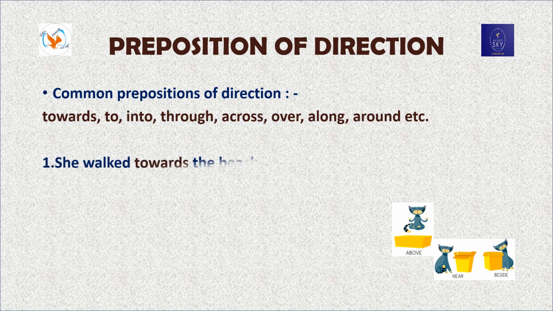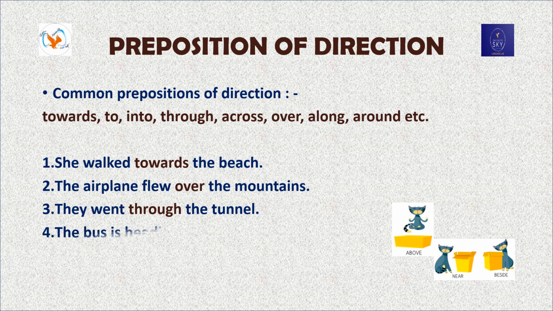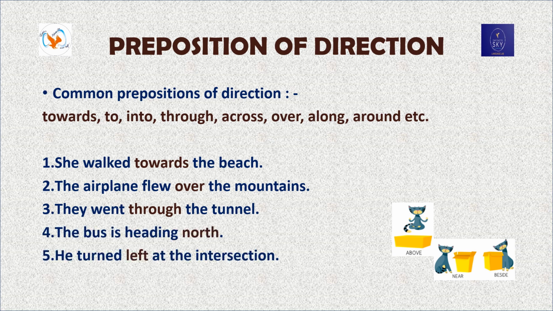Here are a few examples. She walked towards the beach. The aeroplane flew over the mountains. They went through the tunnel. The bus is heading north. He turned left at the intersection. These prepositions give us information about the movement, path, or direction of a person or an object.